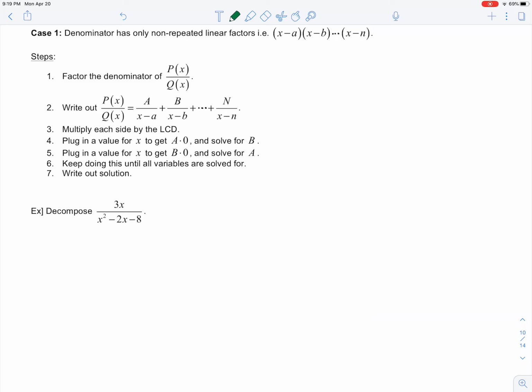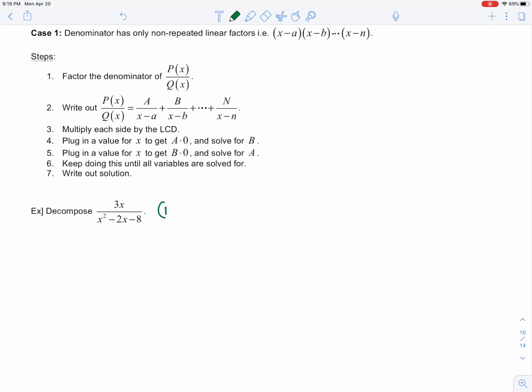Now we're taking a look at section 8.5, which is called partial fraction decomposition. That is a process of taking a rational expression and writing it out as the sum of simpler rational expressions. So we're going to look at 4 different cases of this, and we're just going to go step by step through each case.